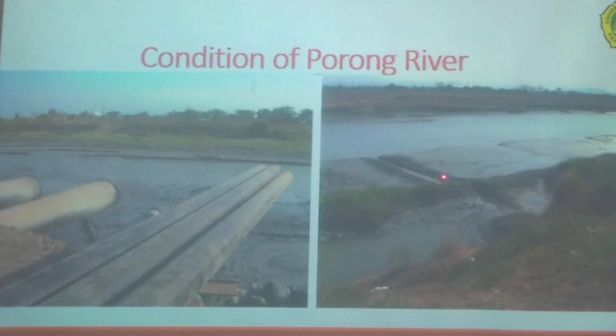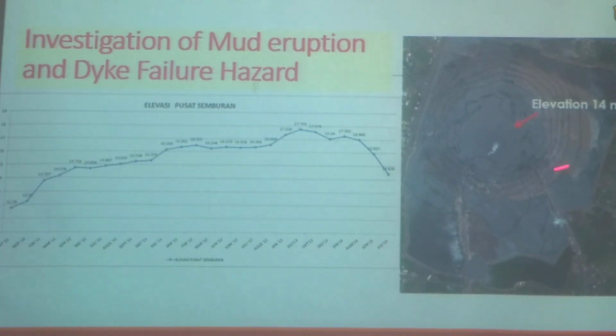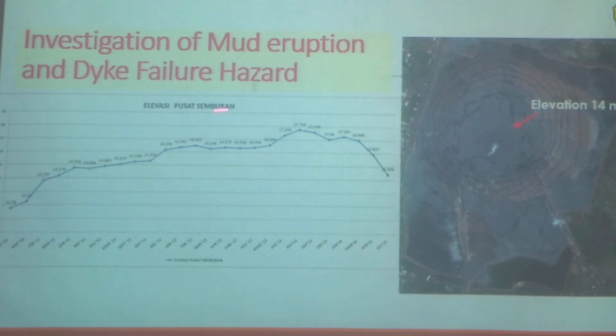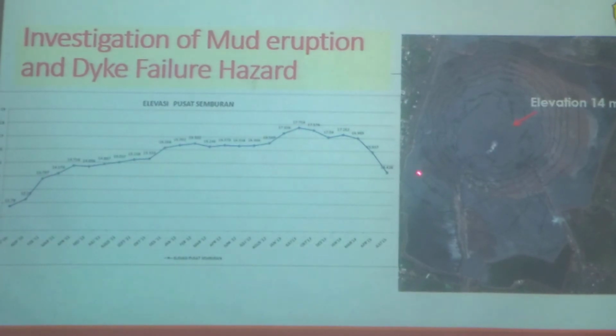And then the problem is we are solving one problem but creating another, because a lot of sediment goes into the Porong River. So the Porong River is now polluted, a lot of pollution. This was the last measurement. We did the measurement, and that is the height. The height over here was 21 meters, but now only 14 meters.